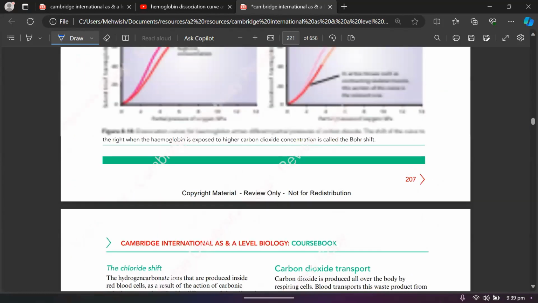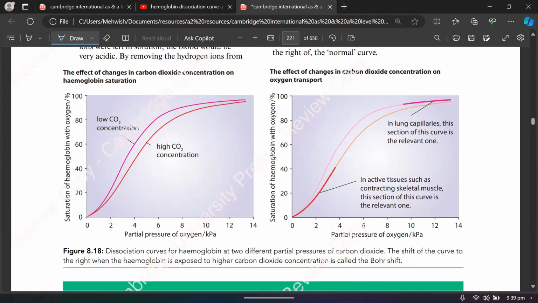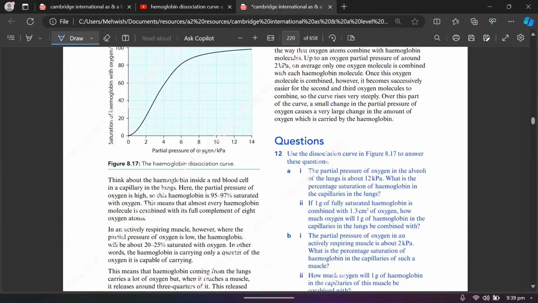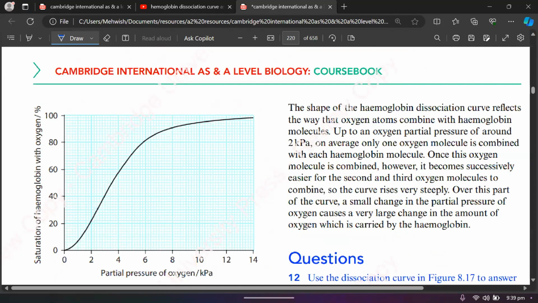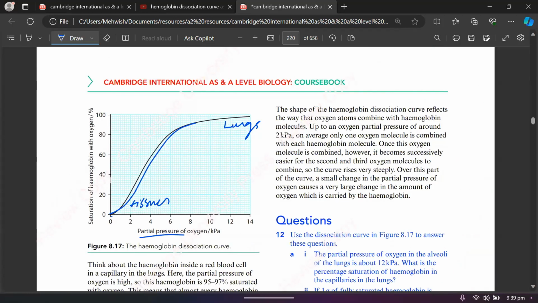Okay, there is one more graph that I would like to show you here. One of the graphs that we did in our last class was the hemoglobin dissociation curve, and that shows that when the partial pressure of oxygen increases, the hemoglobin saturation also increases, right? This situation is in the lungs, and this situation is in the tissues, where the oxygen saturation with hemoglobin is decreasing, right?